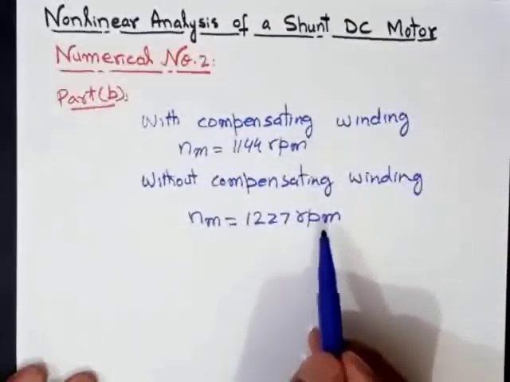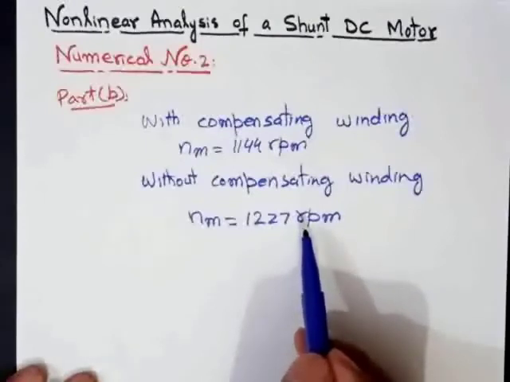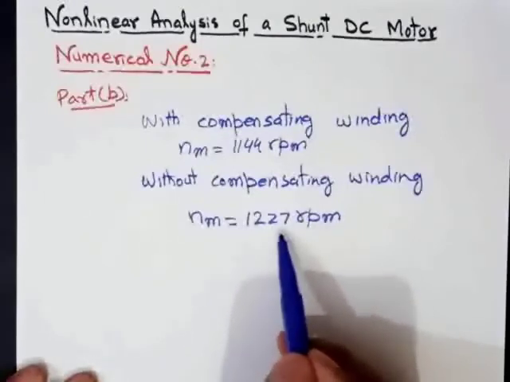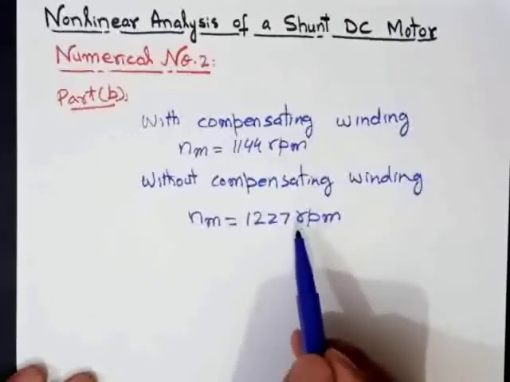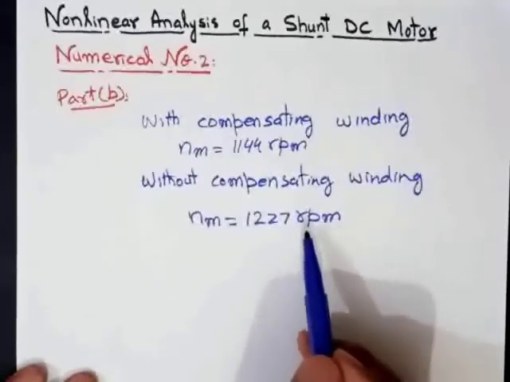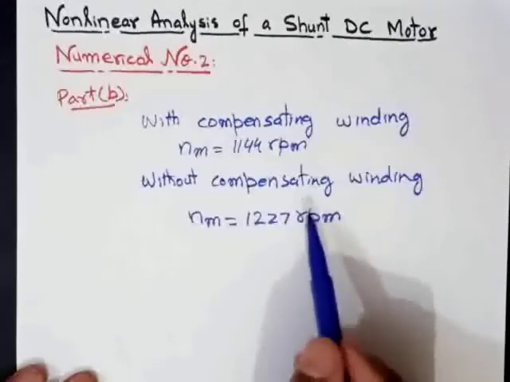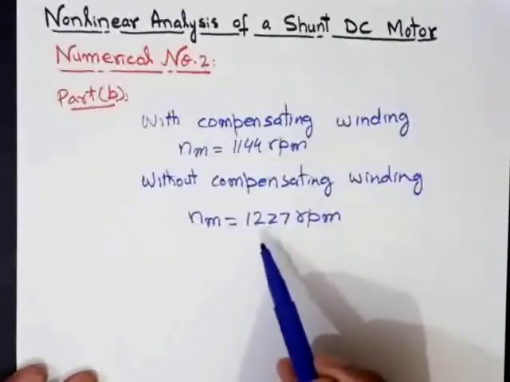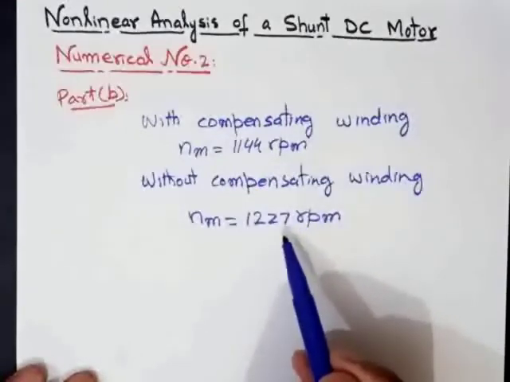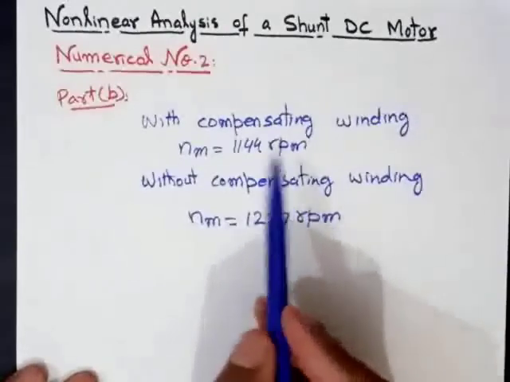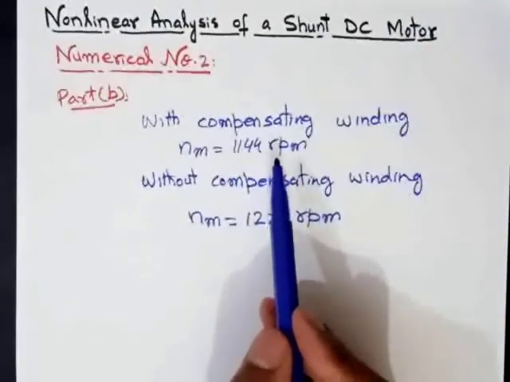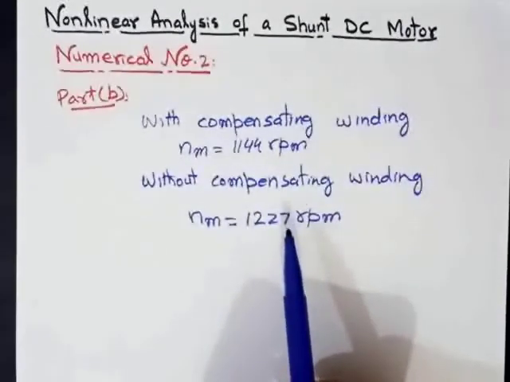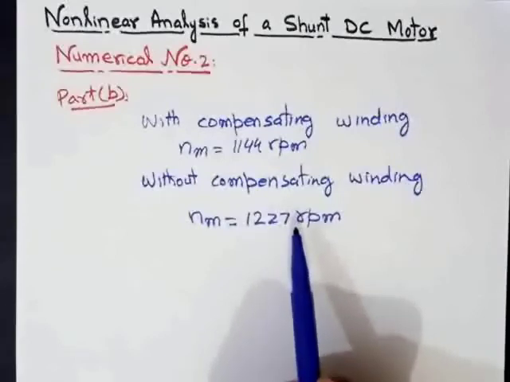Notice that the speed of the machine with armature reaction is higher. Without armature compensating winding, the armature reaction will exist. Due to armature reaction, flux will reduce. When the flux reduces, then the speed of the DC shunt motor will increase. Now, the speed is higher than the speed of the motor with no armature reaction. This relative increase in speed is due to the flux weakening in the machine with armature reaction.